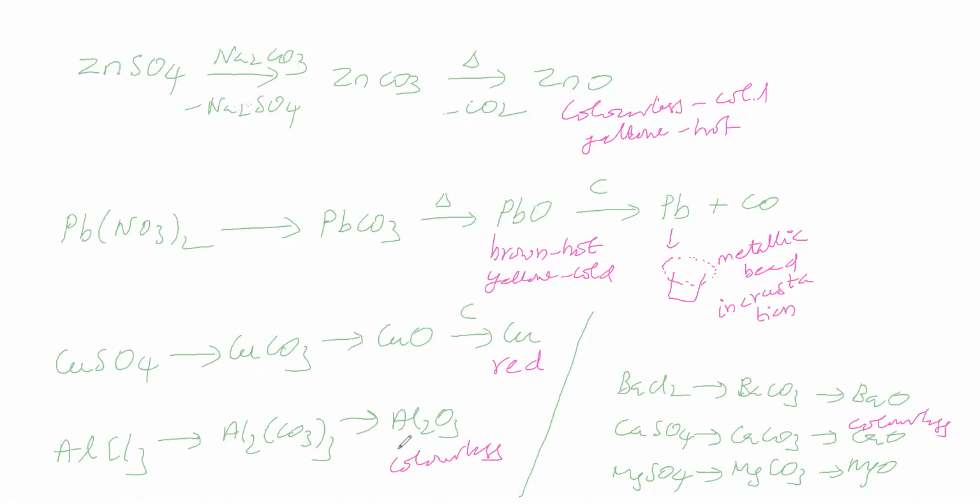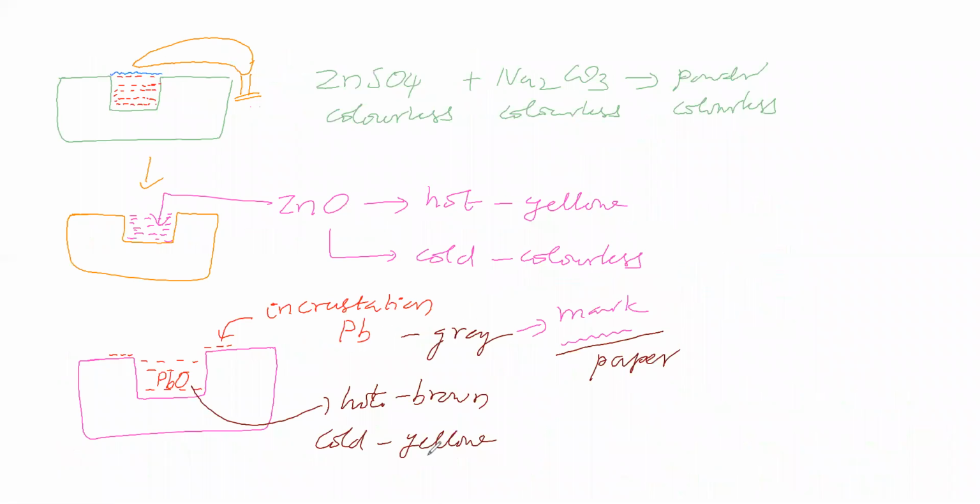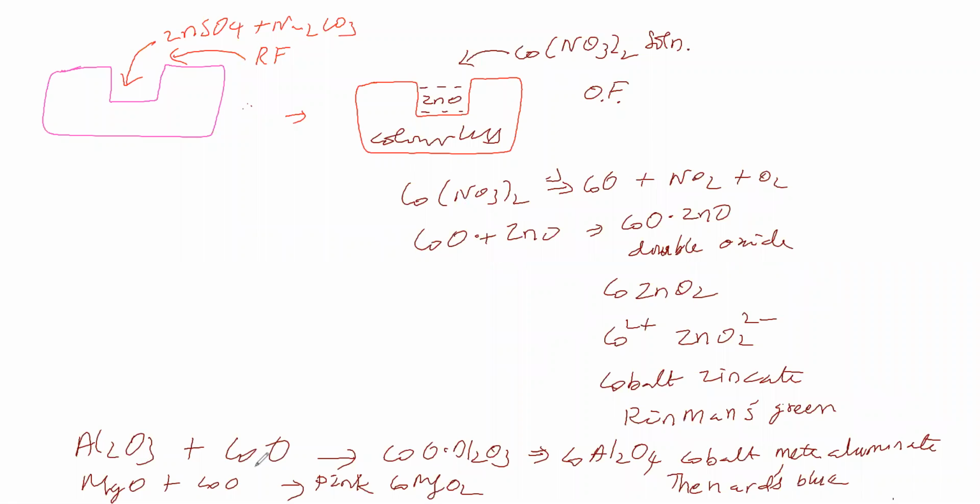Aluminum salt is giving alumina, which is colorless. So we take this to the cobalt nitrate test. In the cobalt nitrate test, alumina with cobalt nitrate gives cobalt oxide. Alumina with cobalt oxide gives CoO·Al2O3, CoAl2O4. This is called cobalt meta aluminate. This is called Thenard's blue.